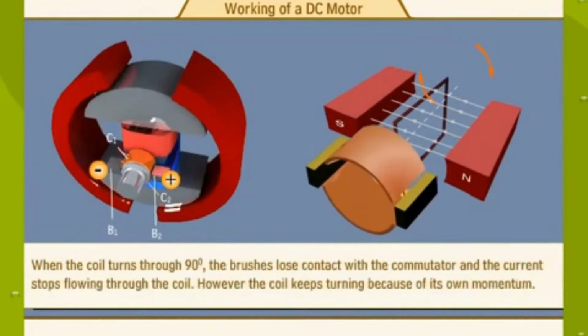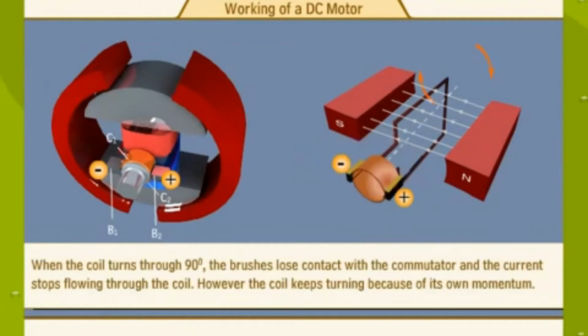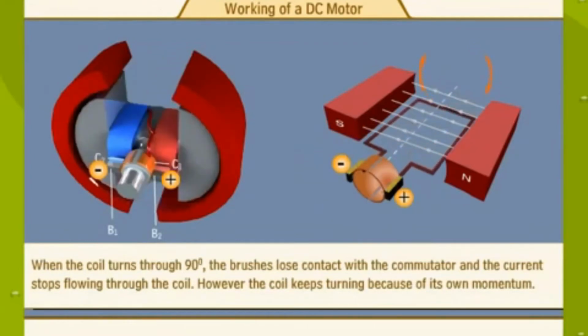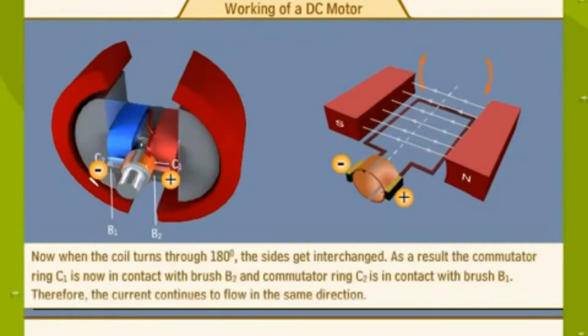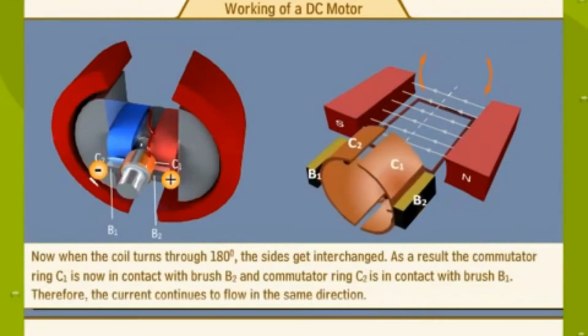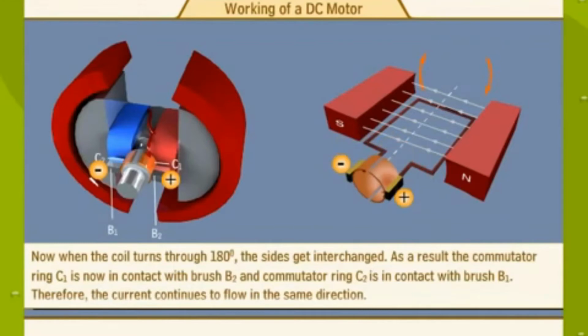When the coil turns through 90 degrees, the brushes lose contact with the commutator, and the current stops flowing through the coil. However, the coil keeps turning because of its own momentum. Now, when the coil turns through 180 degrees, the sides get interchanged. As a result, the commutator C1 is now in contact with the brush B2, and commutator C2 is in contact with brush B1. Therefore, the current continues to flow in the same direction.